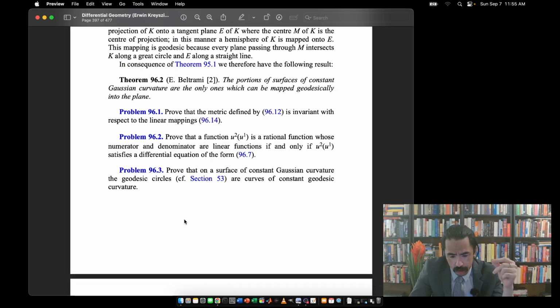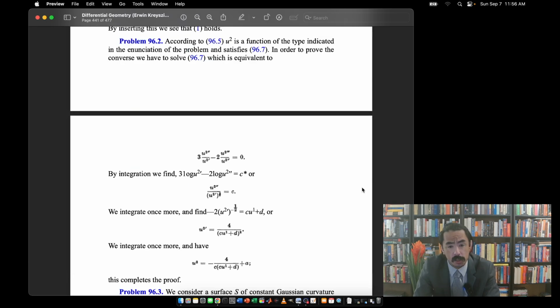Prove that a function u2 in terms of u1 is a rational function whose numerator and denominator are linear functions if and only if the function u2 in terms of u1 satisfies a differential equation of the form given by expression 96.7. The solution is as follows. According to expression 96.5, u2 is a function of the type indicated in the enunciation of the problem and satisfies expression 96.7, or the conditions in 96.7 rather.